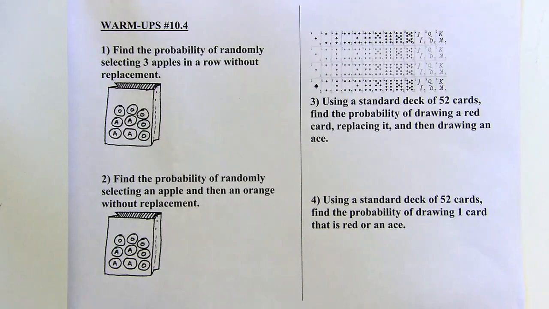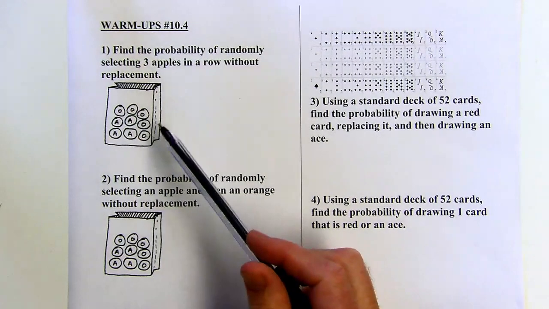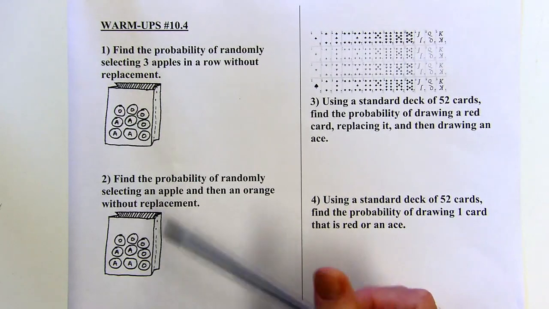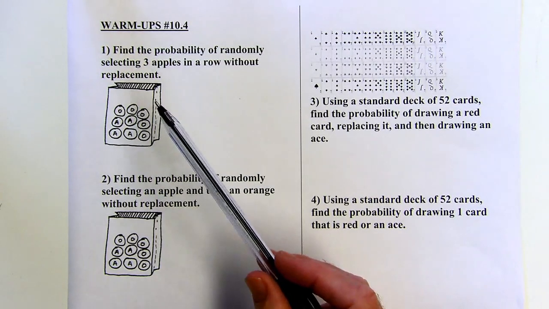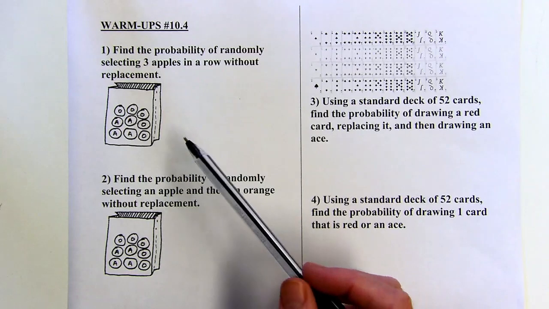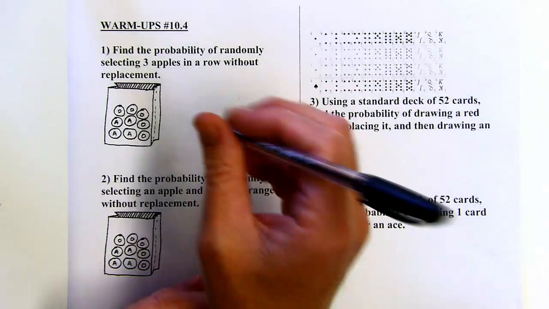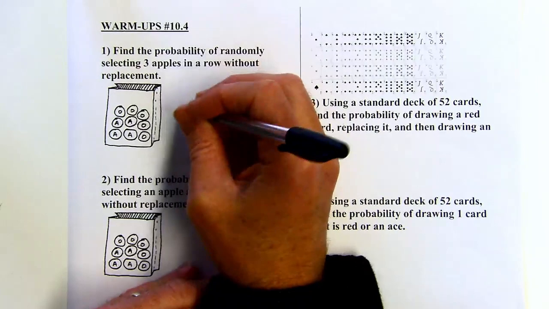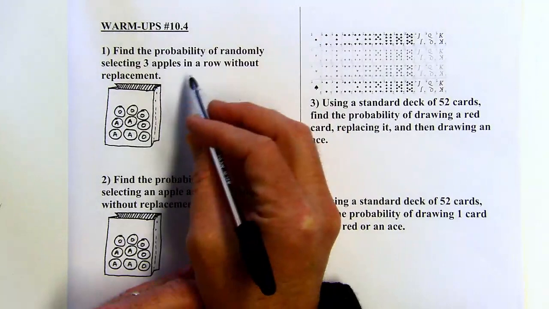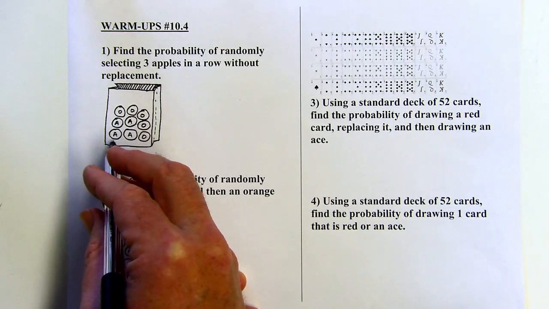Okay, here's warm-up 10.4. We've got this beautiful illustration of a bag of apples and oranges. So we're going to find the probability of randomly selecting 3 apples in a row without replacement. So that means that we're looking for the first apple when we first reach our hand in. So we're just going to grab a piece of fruit and we can't see what it is.